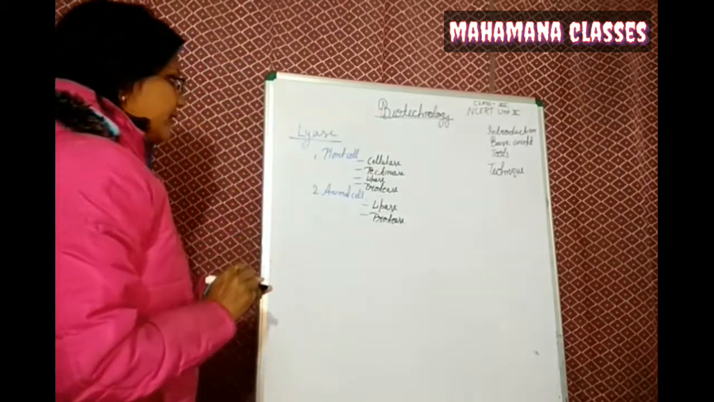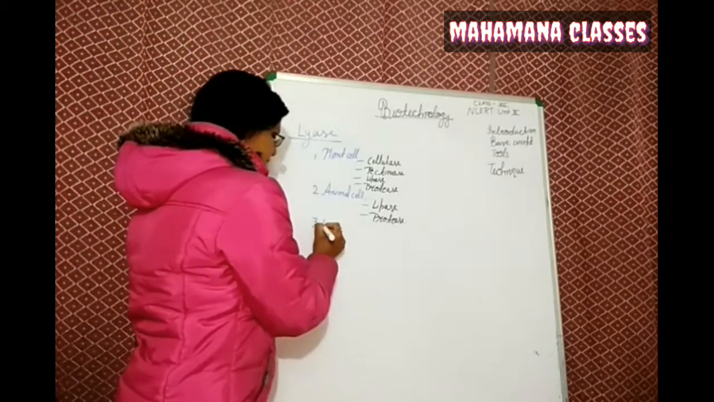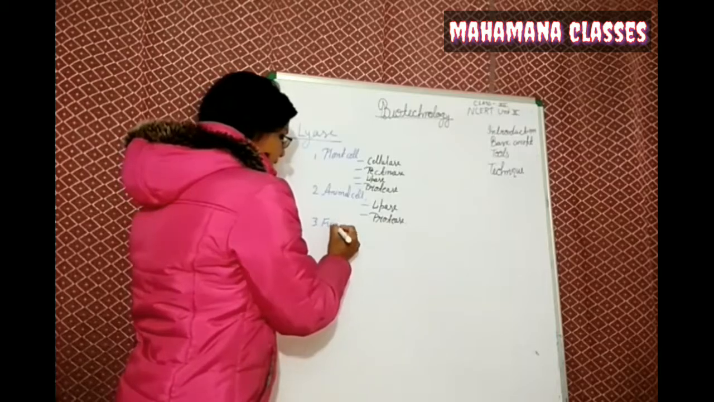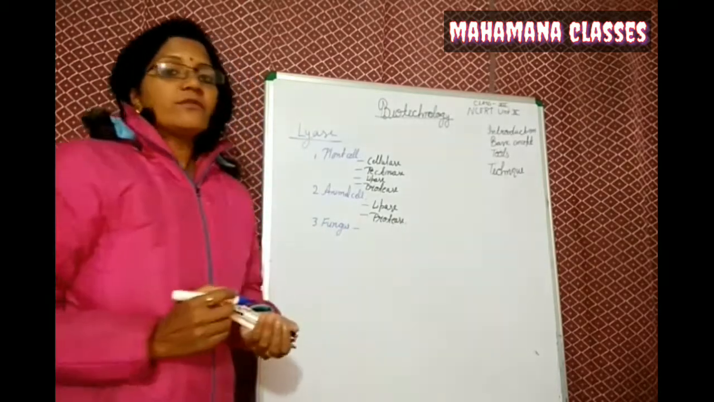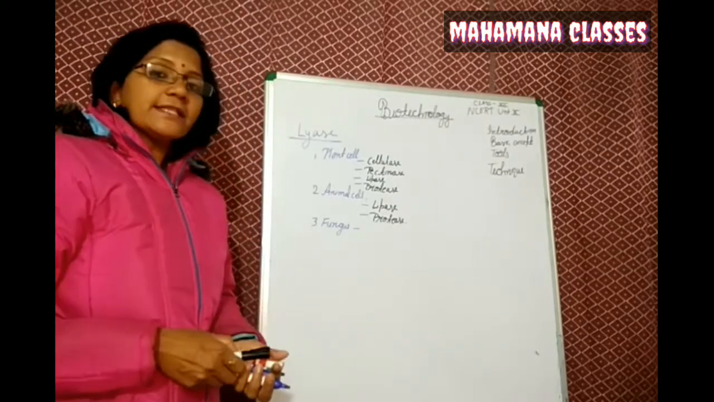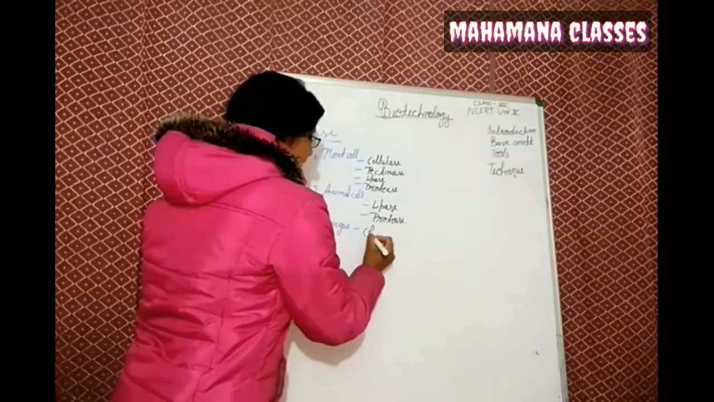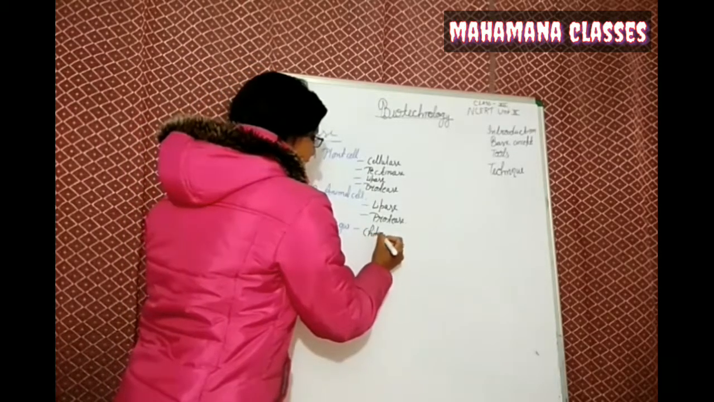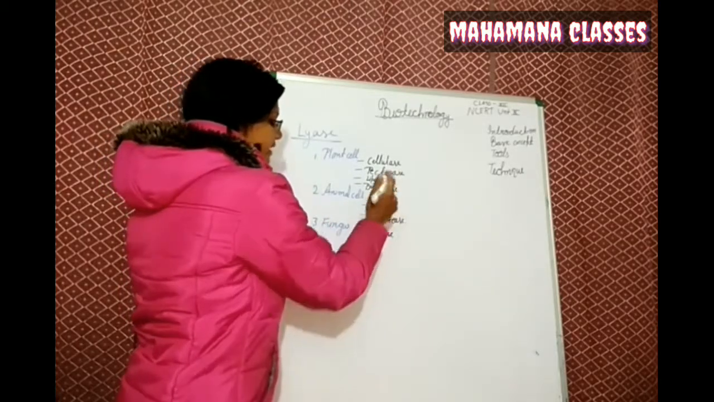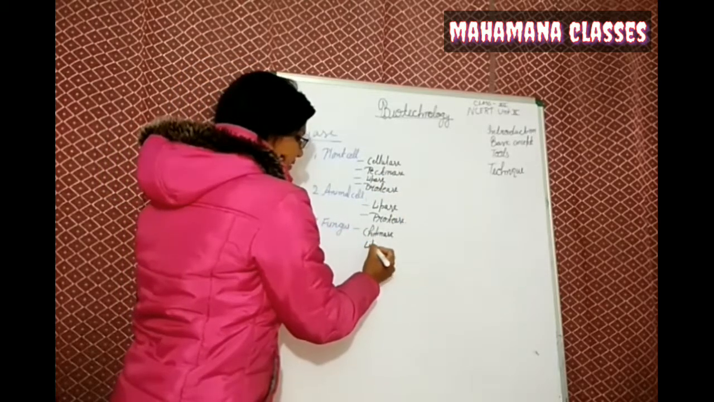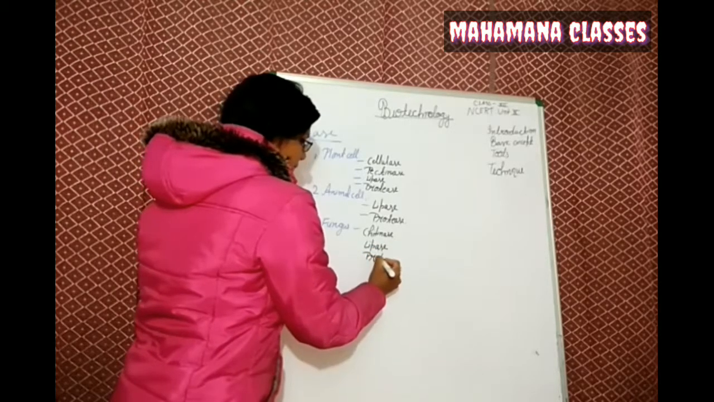Then if our cell is of fungus or fungi, as the cell wall of fungus is made up of chitin, to digest the chitin we need an enzyme, chitinase. Along with this chitinase, we also need lipase and protease.